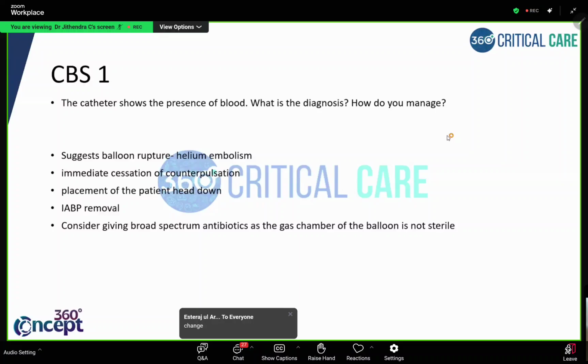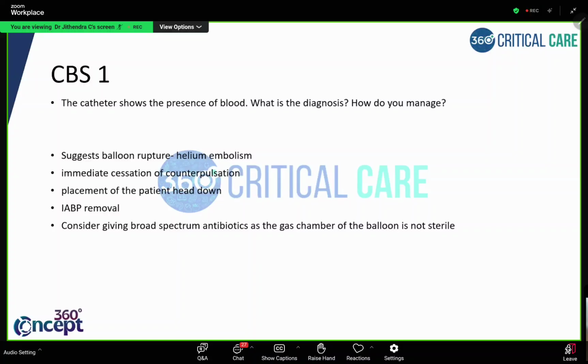First, you stop the console. You should not push further helium into it. So suspect balloon rupture or helium embolism, one of them. So immediate cessation of counterpulsation. That's what I told you. First thing you do is stop the IABP machine so it does not push further helium inside. Then placement of the patient head down. Why head down? We all know, air embolism. That is the common thing we do.